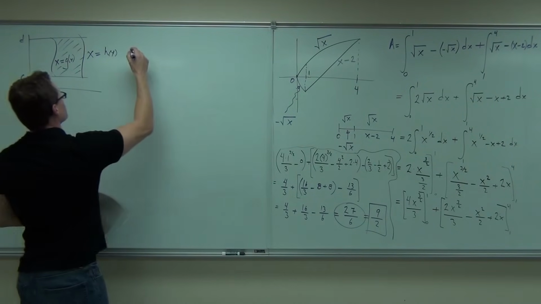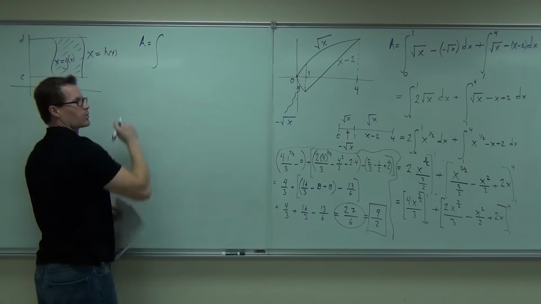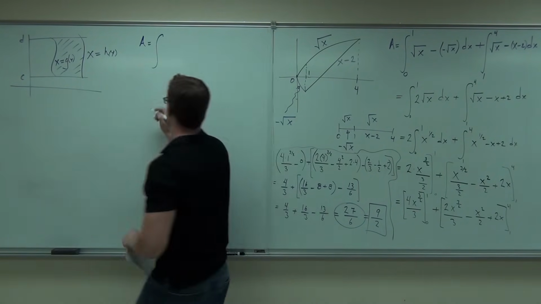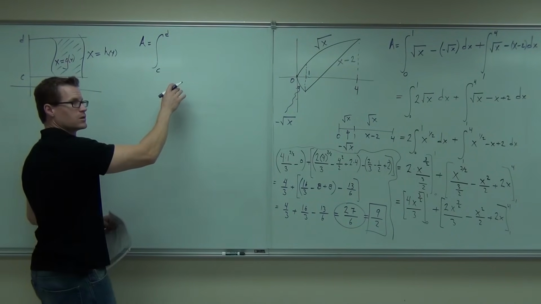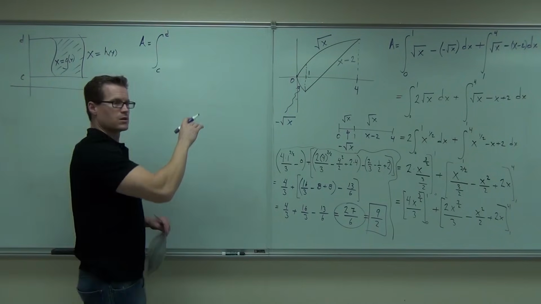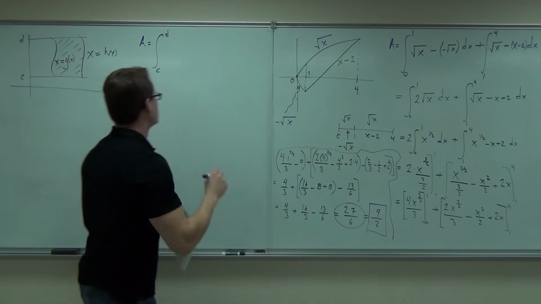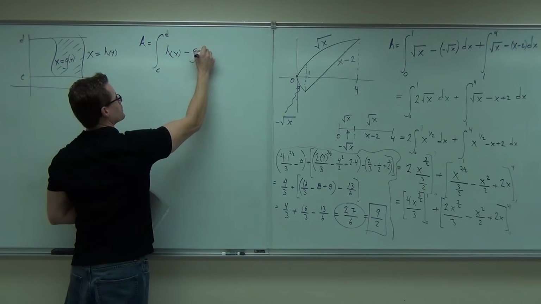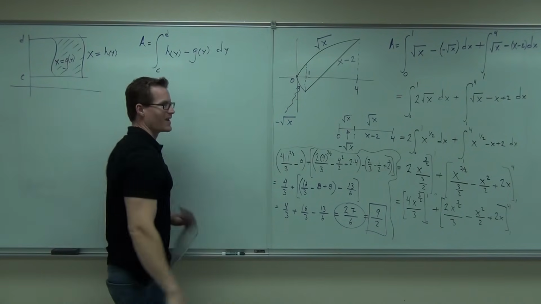Is that g of y? Yes. Our area in this case would be, where would it start on the y-axis? Where does it start for here? C. Where's it end? D. Which one's going to come first? Which one's on the top, or on the right? x equals h of y. So it would be h of y minus g of y dy, in terms of y now.